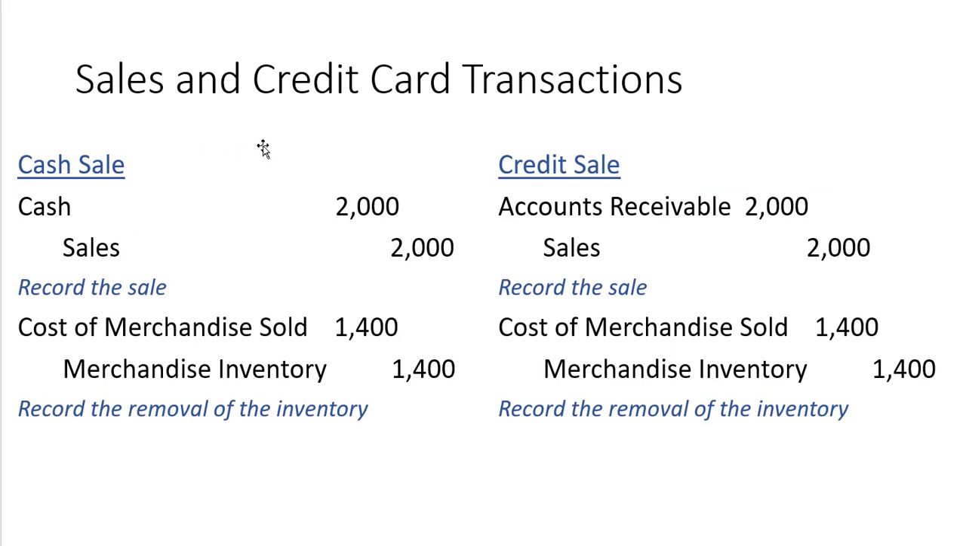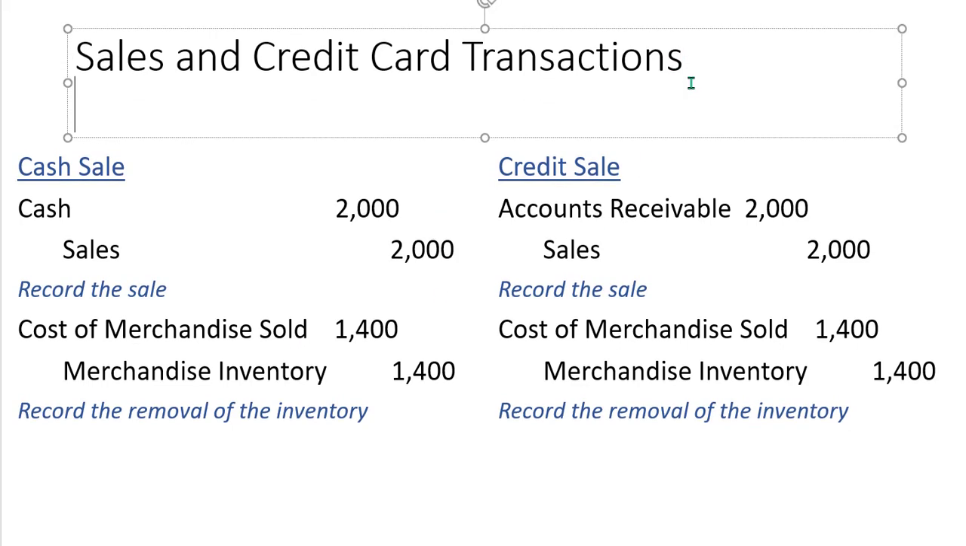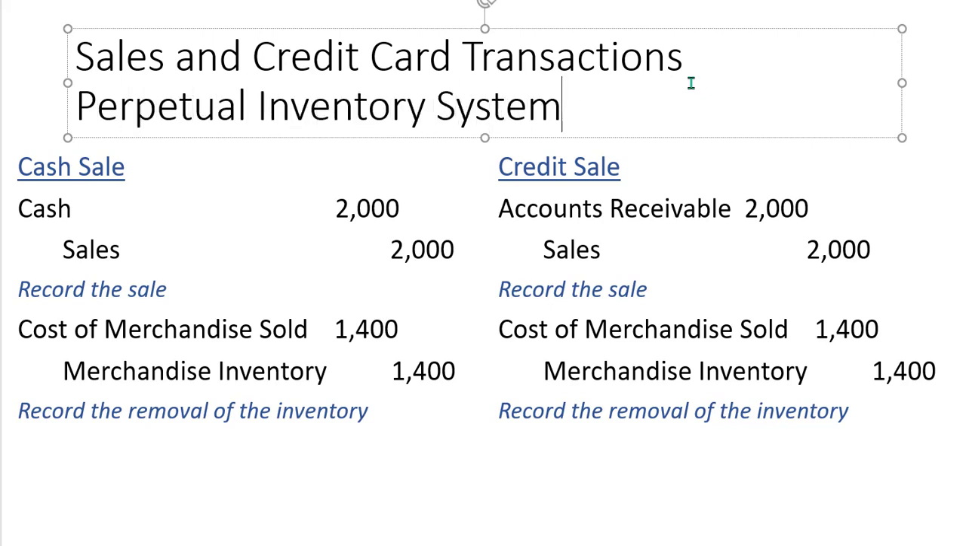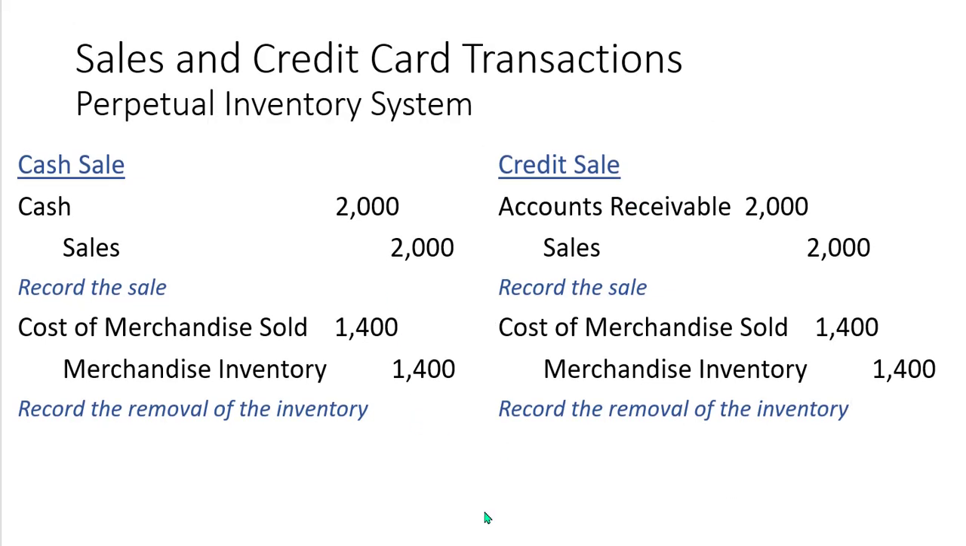Now here are some sale and credit card transactions. Here's a cash sale: we've got a debit to cash and credit to sales. A credit sale would have a debit to accounts receivable and a credit to sales. But what's different about these is that we also have to record the cost of goods sold, because what we're doing here is using, I'm going to say, a perpetual inventory system, which means that we keep track transaction by transaction, and computers really do this. We don't do it so much, but that's a big assumption here in what we're looking at.